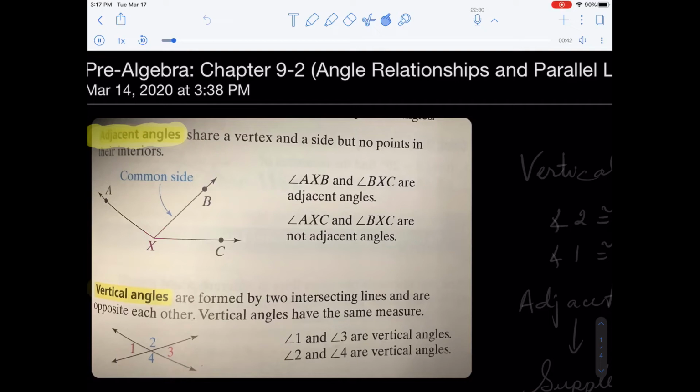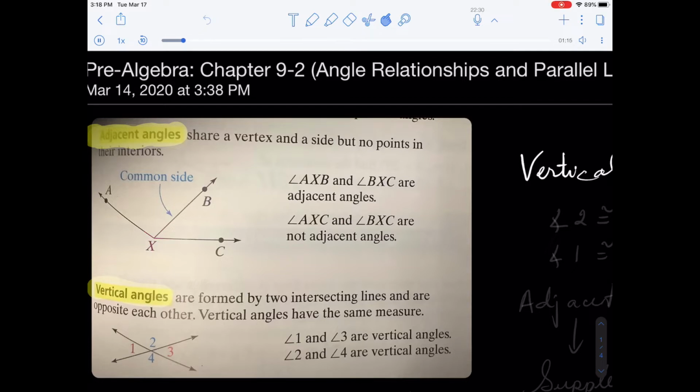The terms vertical angles? Vertical angles mean they are opposite angles, okay? The opposite angles are congruent, okay? This sign right here represents congruent. Congruence means it's exactly the same measurement, okay?